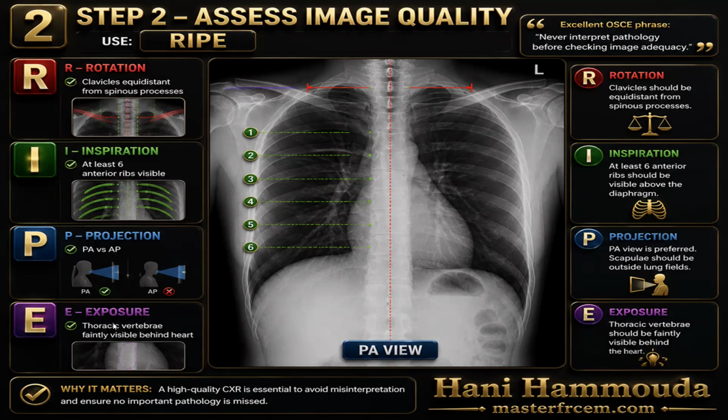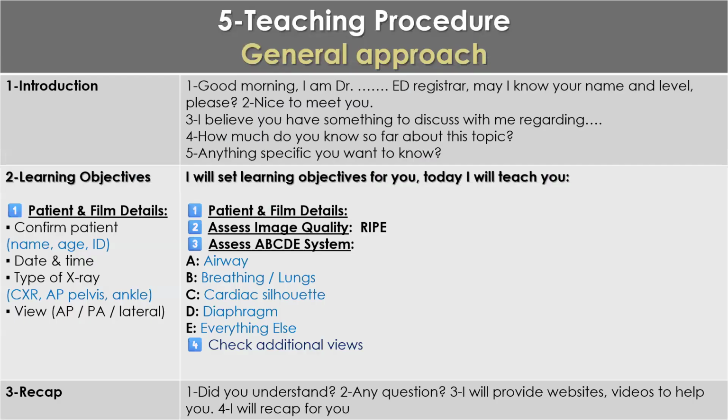So if you find the clavicle above the chest, it means AP. Exposure. So the thoracic vertebrae should be faintly visible behind the heart. Done. No need to go deep in each point. Clear? No need to explain more. Clear? So the next point, airway.